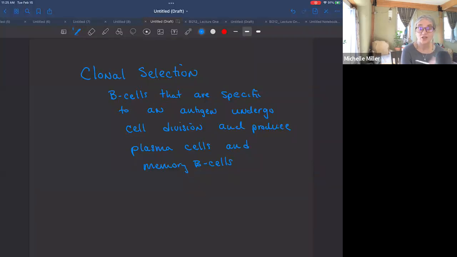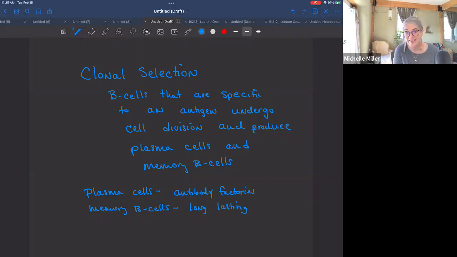So plasma cells are like antibody factories. And they can actually just pump up and produce these antibodies that are then secreted into, for example, the blood. The memory B cells are long lasting. So these are long lasting. So they are what give us our immunological memory.